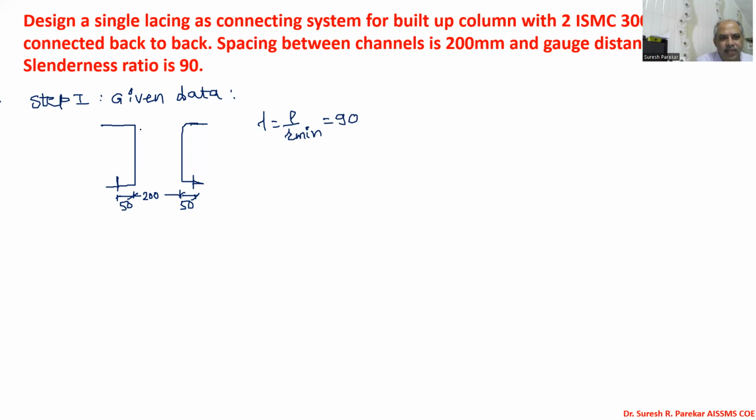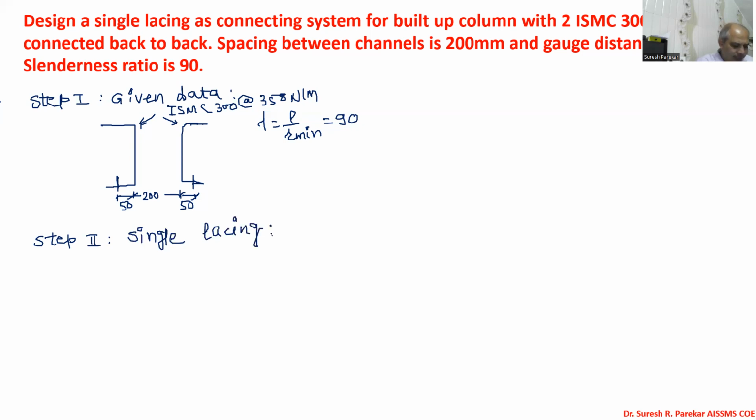These are two ISMC 300. So we have these two channels, ISMC 300 at 358 Newton per meter. And this is step 1, given data. Step 2, now we have directly, that is single lacing. Now we will start with this single lacing. Now you can go to clause number 7.6.5.1. So now I will actually draw this lacing diagram.